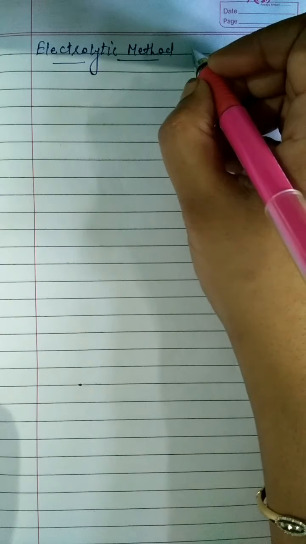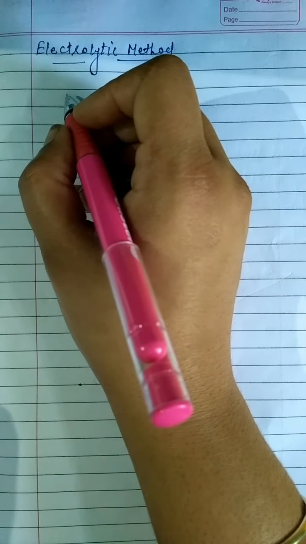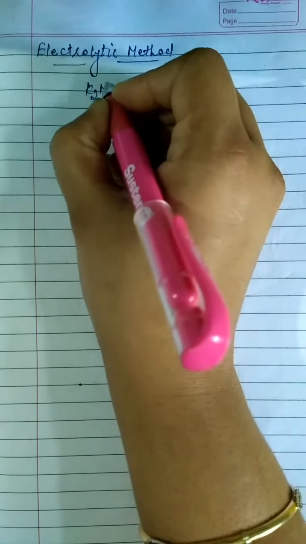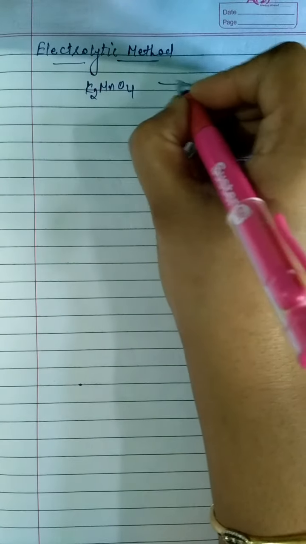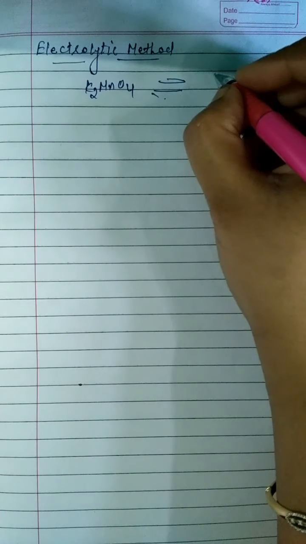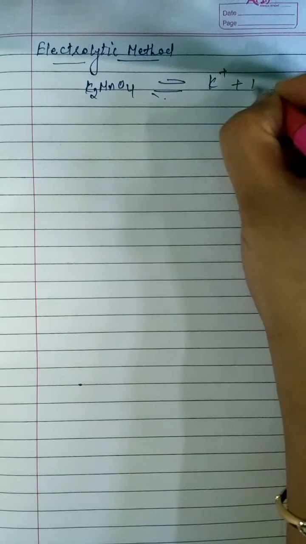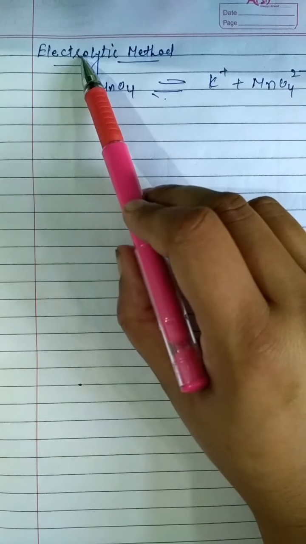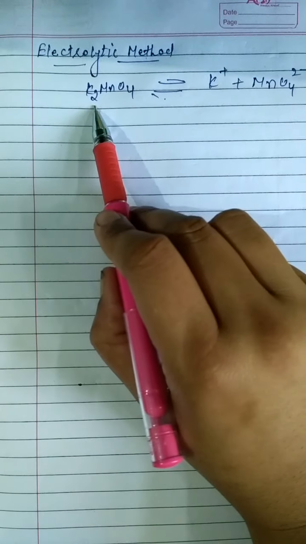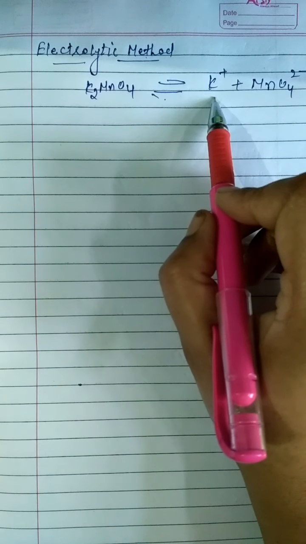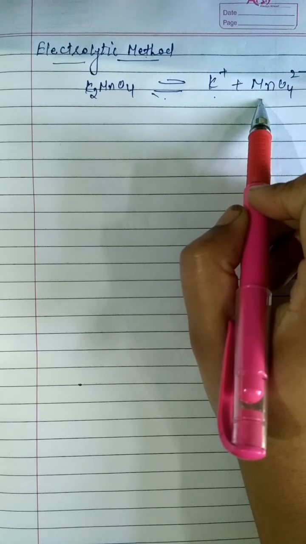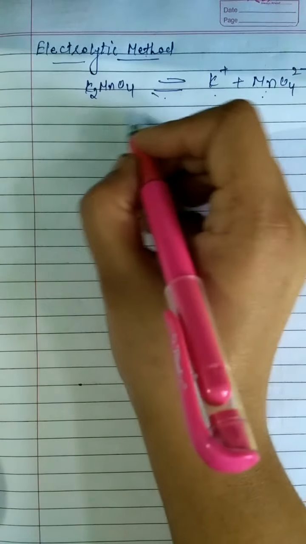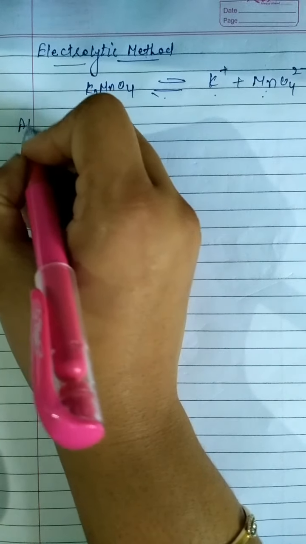Next is the electrolytic method. In the electrolytic method, first, K2MnO4, that is potassium manganate, dissociates into K+ and MnO4 2-. Means we have the dissociation of potassium manganate into the potassium ion and the manganate ion. Clear?